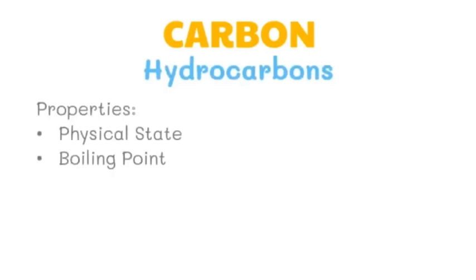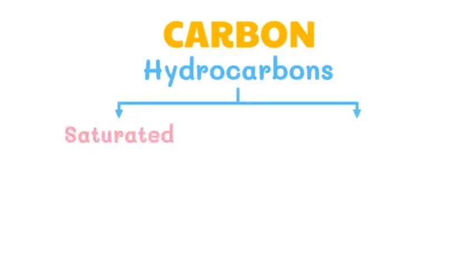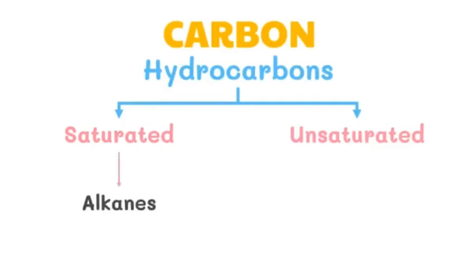The simplest and most commonly encountered class of organic compounds are the hydrocarbons. The structures of hydrocarbons affect their properties, such as their physical state and boiling point. There are 2 types of hydrocarbons: saturated and unsaturated. Saturated hydrocarbons are called alkanes. Unsaturated hydrocarbons are further classified into alkenes and alkynes.